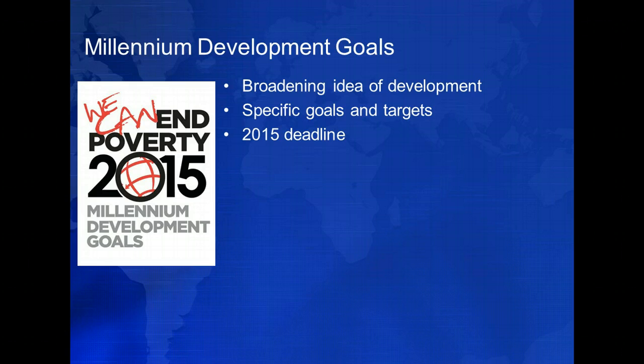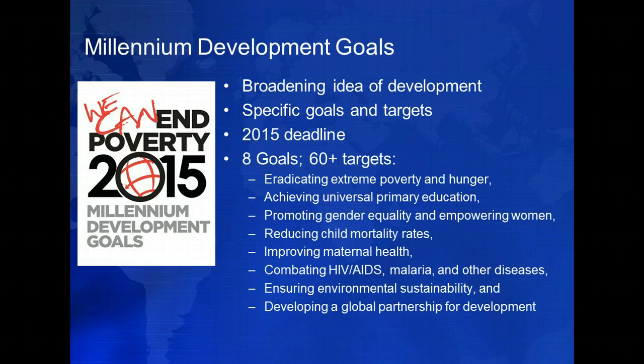There were 8 Millennium Development Goals, each of which encompassed several targets. Broadly, the 8 Millennium Development Goals are eradicating extreme poverty and hunger, achieving universal primary education, promoting gender equity and empowering women, reducing child mortality rates, improving maternal health, combating HIV, AIDS, malaria, and other diseases, ensuring environmental sustainability, and developing a global partnership for development.